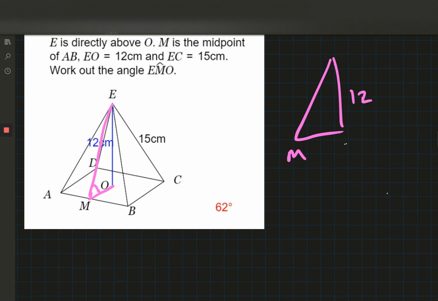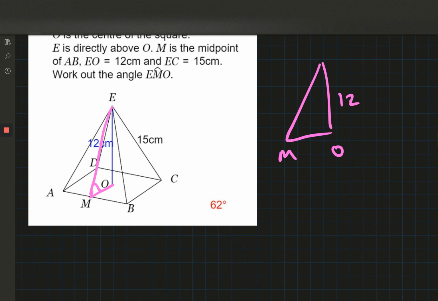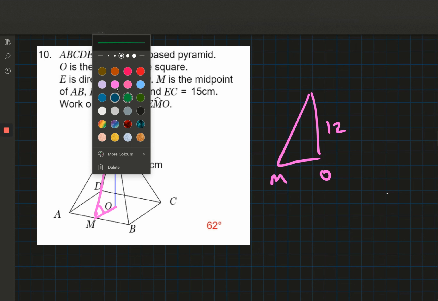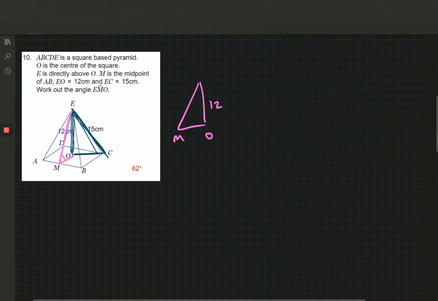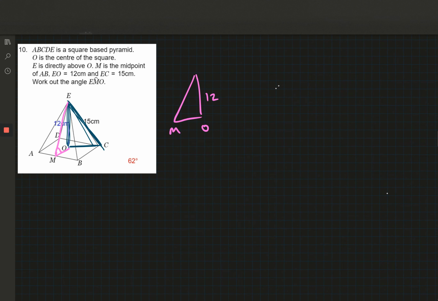We don't have any other information for this one so far. We don't know this length here. That's not going to be 15. So we're going to have to find another triangle that we can work out, and in this case OC, EC and EO. So that triangle there, I'll use a lighter color so you can see it, is going to be 12, 15, and then this is just OC, which we don't know, we're going to work out. So we can use Pythagoras to work out that length.